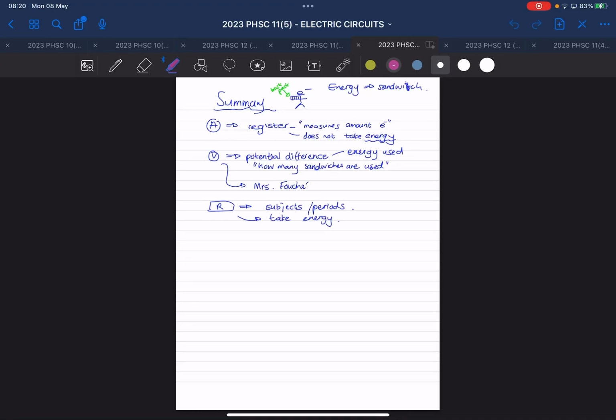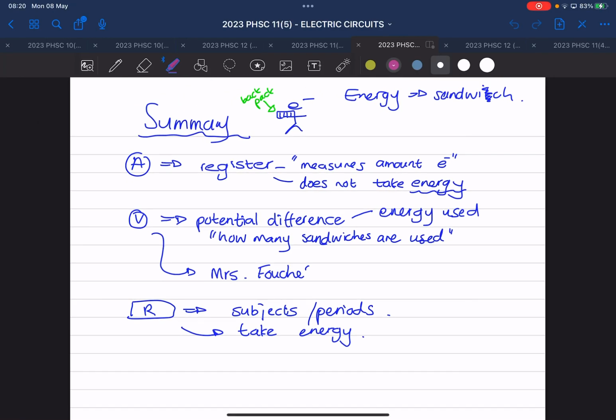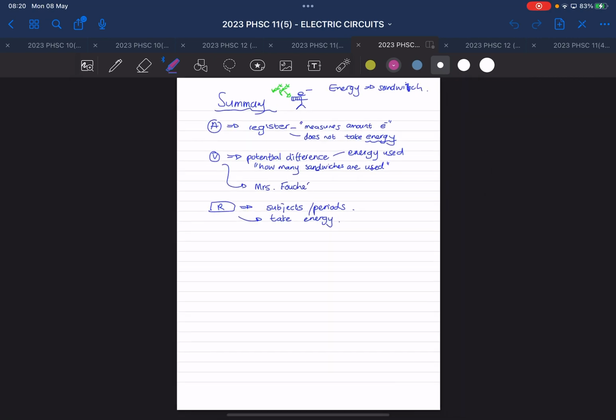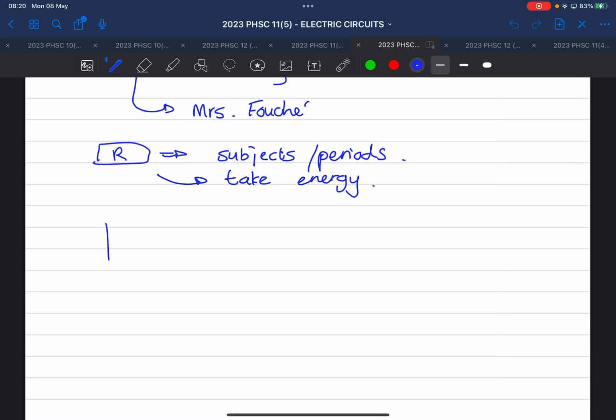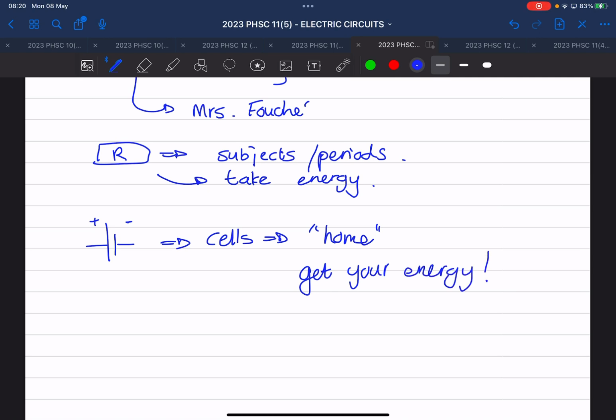With circuits, we started with our little summary. Something I forgot in your summary was your cells, your battery. The long one is positive, the short one is negative, and your cells are your home. Whatever, it's home, where you get your energy. Energy is gained at home, hopefully.